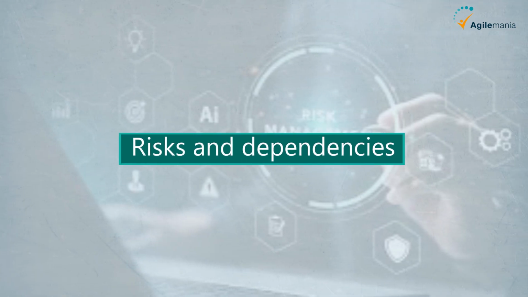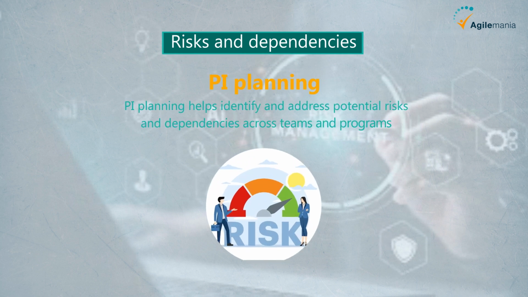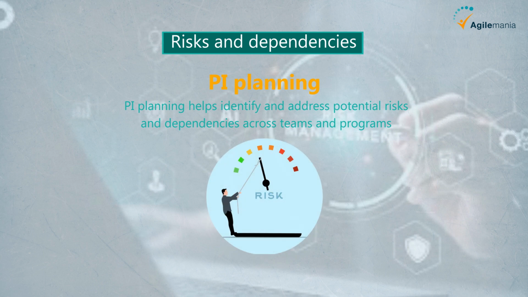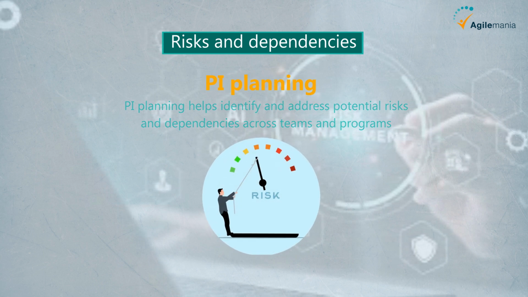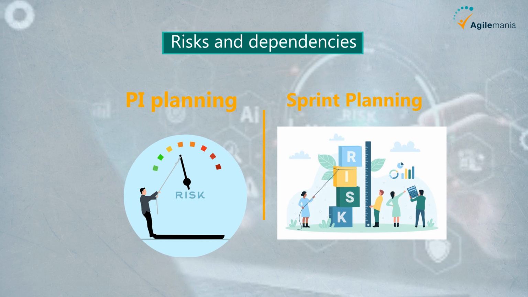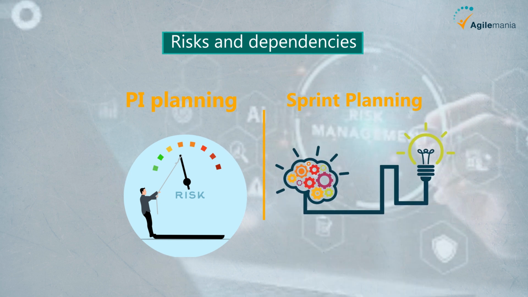Next is risks and dependencies. PI planning helps identify and address potential risks and dependencies across teams and programs, and creates a plan to mitigate them. Sprint planning helps identify and address potential risks and dependencies within the team and the sprint, and creates a plan to resolve them.